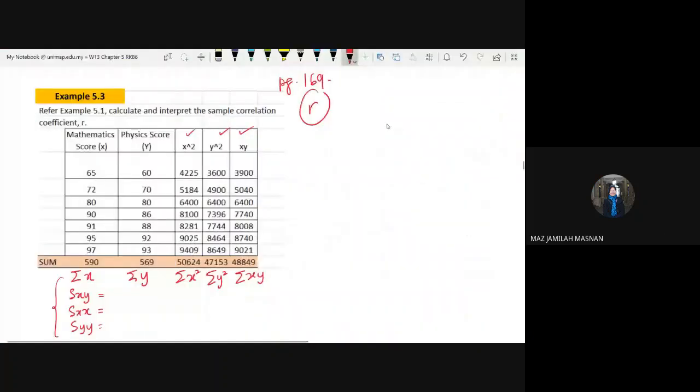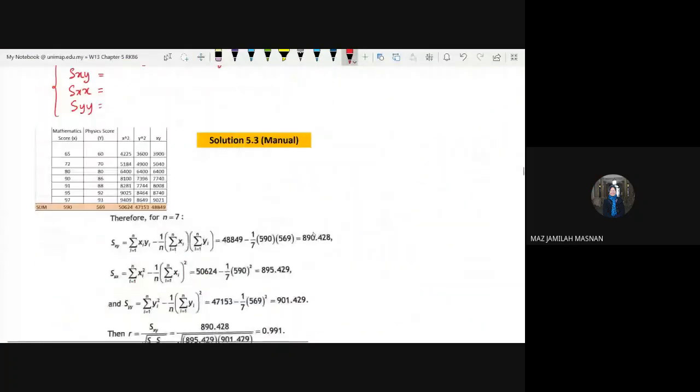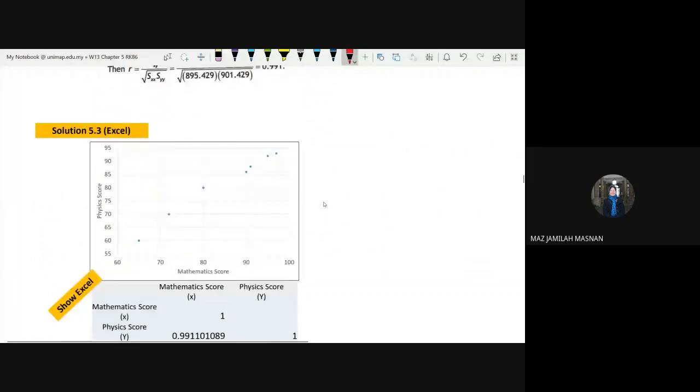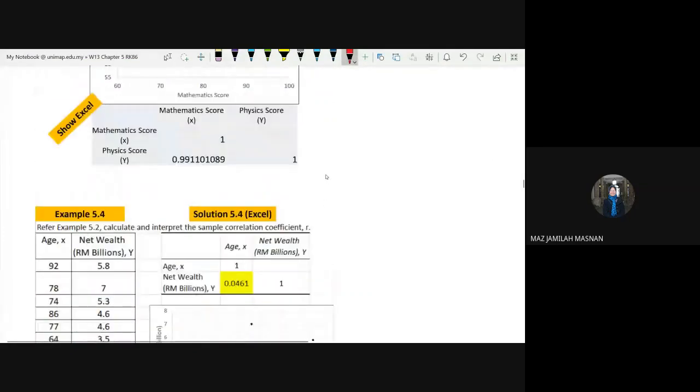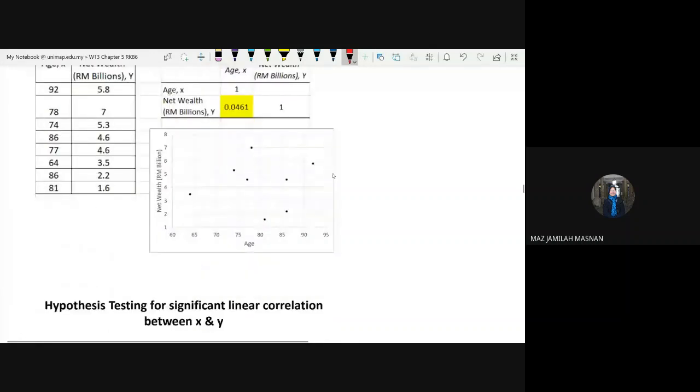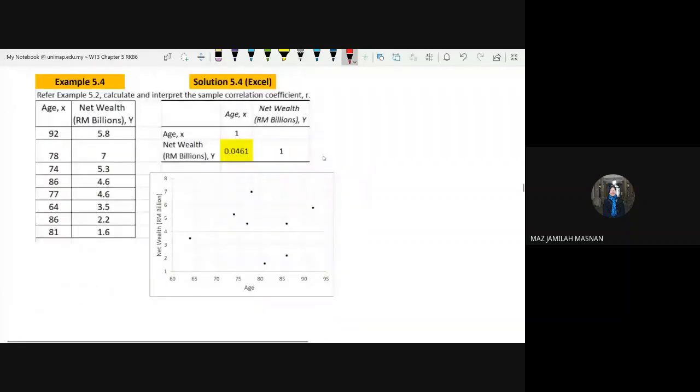Now, let's move to the next. I've shown you inside the slide actually, but since I want to show you the Excel, it's okay. So we are finished with the scatter plot. Done with scatter plot.